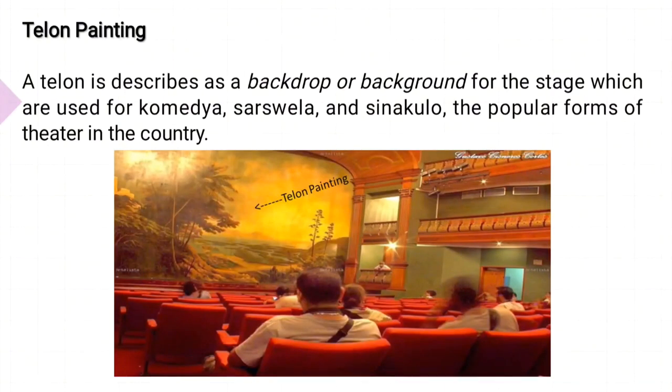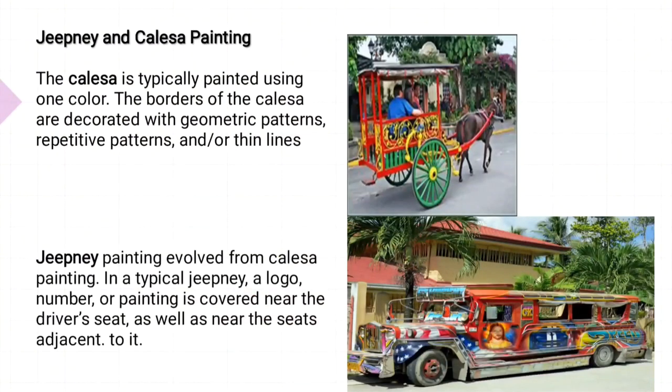Telon painting. A telon is described as a backdrop or background for the stage, which are used for comedia, zarzuela, and sinakulo, the popular forms of theater in the country. Jeepney and Kalesa painting. The Kalesa is typically painted using one color. The borders of the Kalesa are decorated with geometric patterns, repetitive patterns, and or thin lines.